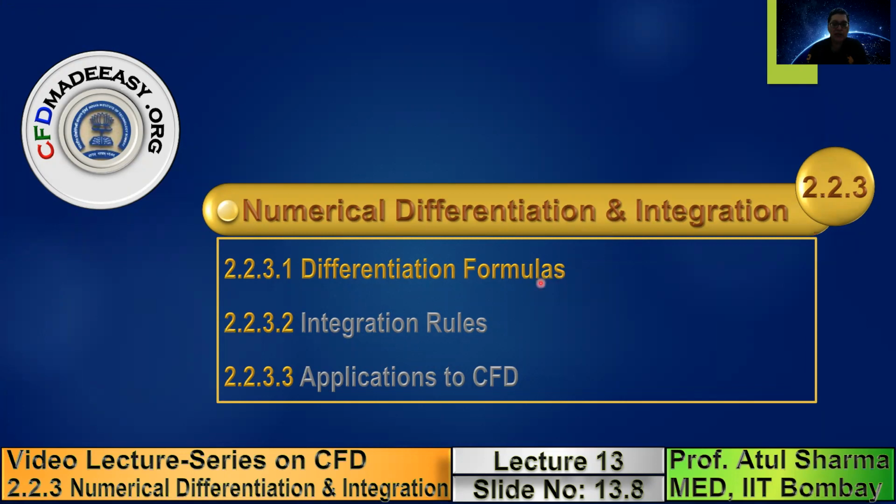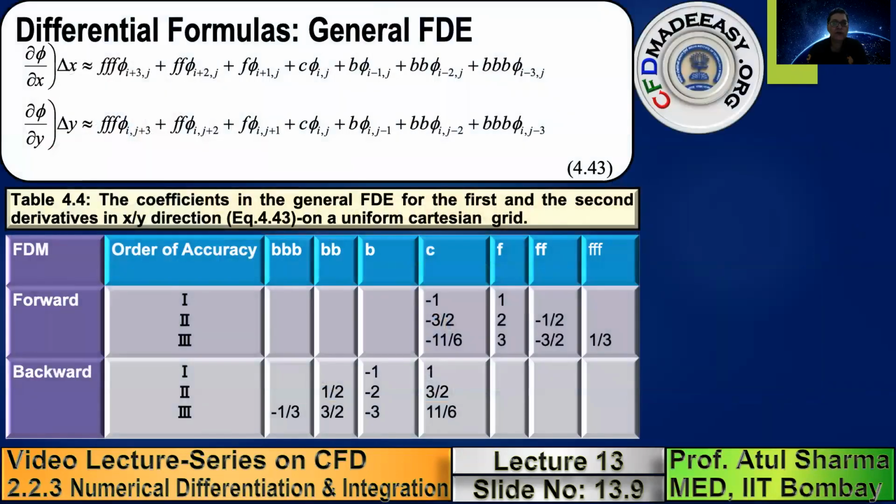Now I'll present the various equations which are used for differentiation and integration. Let us first start with differentiation formulas. While presenting the finite difference method, I mentioned that by using Taylor series expansion, you can have first order forward difference or first order backward difference, where in the first order forward difference you have non-zero values for f and c, and all the other coefficients are zero. So basically what I'm showing is to calculate any derivative, x derivative, and here this is for y derivative.